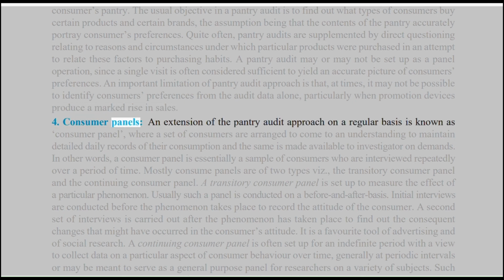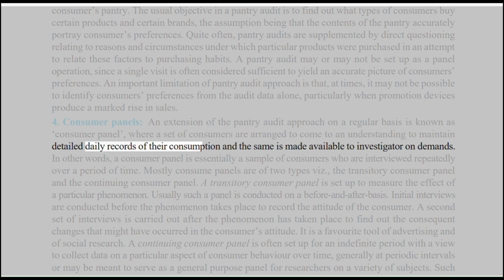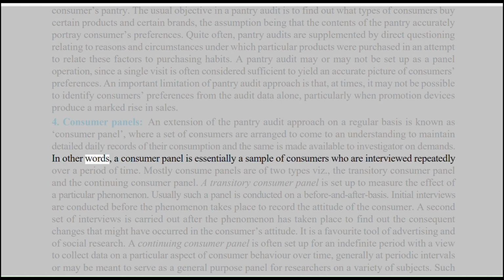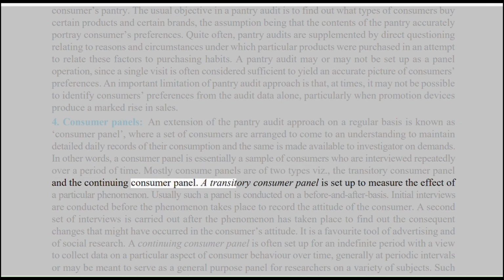4. Consumer panels. An extension of the pantry audit approach on a regular basis is known as consumer panel, where a set of consumers are arranged to come to an understanding to maintain detailed daily records of their consumption, and the same is made available to investigator on demand. In other words, a consumer panel is essentially a sample of consumers who are interviewed repeatedly over a period of time. Mostly consumer panels are of two types, viz., the transitory consumer panel and the continuing consumer panel.